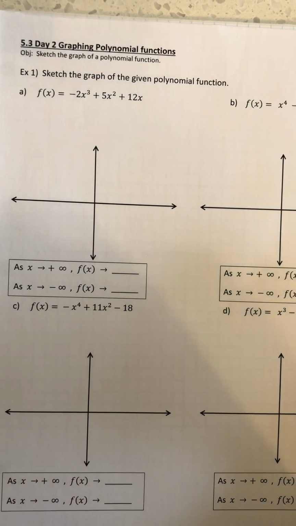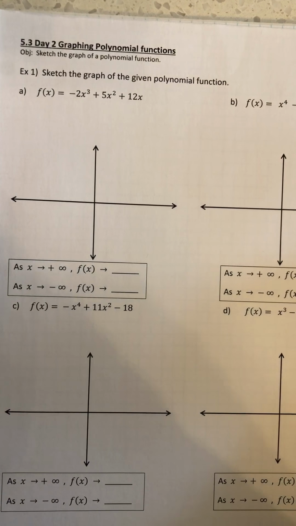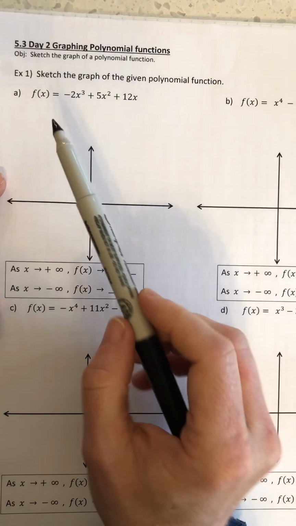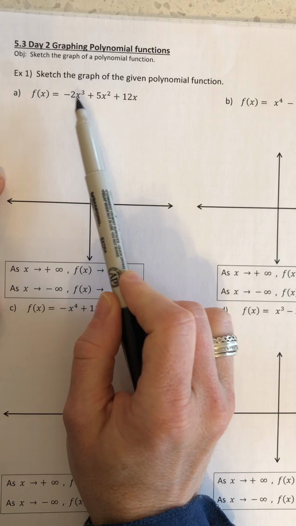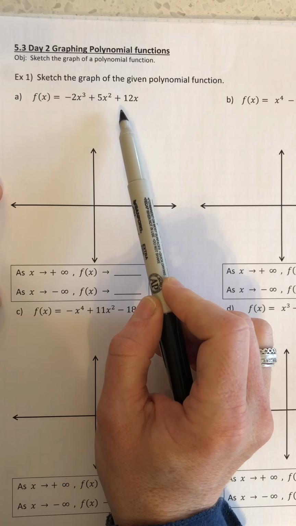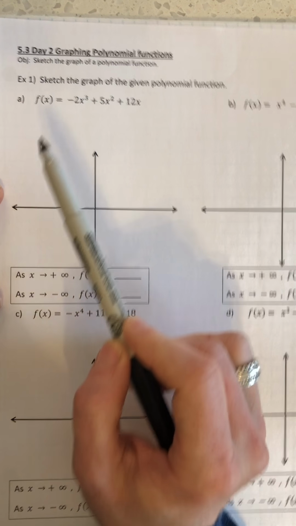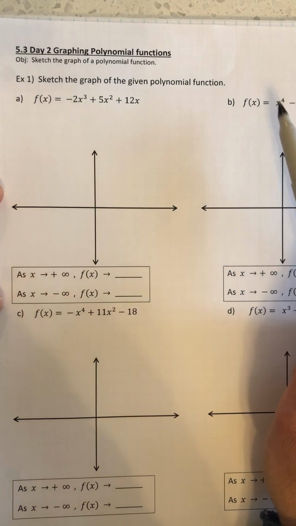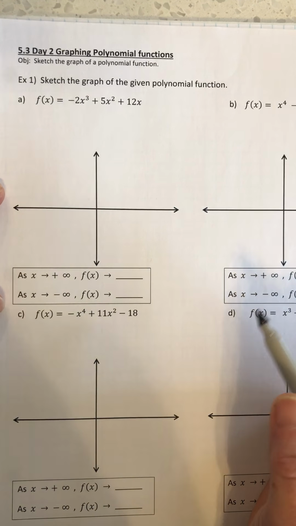Hey guys, here's section 5.3, day 2. We're graphing polynomial functions still. So this time, instead of the polynomials being given to you in factored form, which obviously makes graphing them a little bit easier, they're not going to be in factored form, which means you're going to have to find all of those x-intercepts on your own first. So you're going to have to set all of these equations equal to 0 and solve.